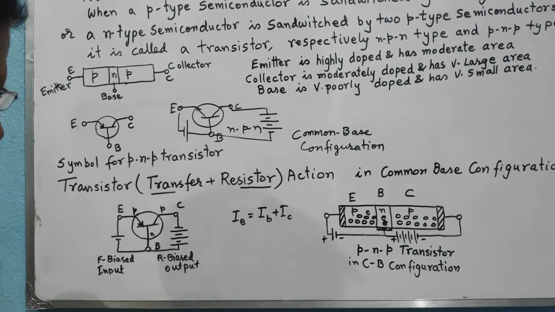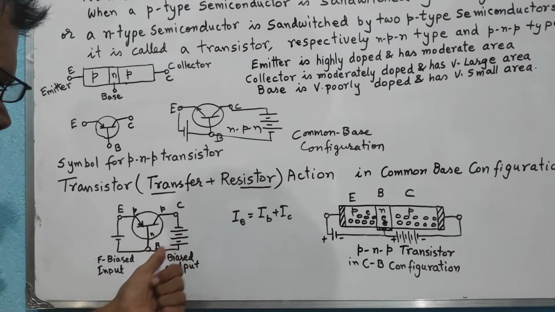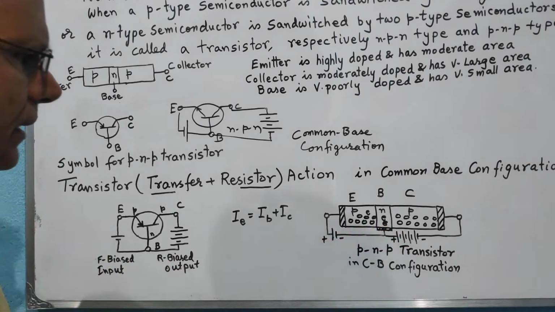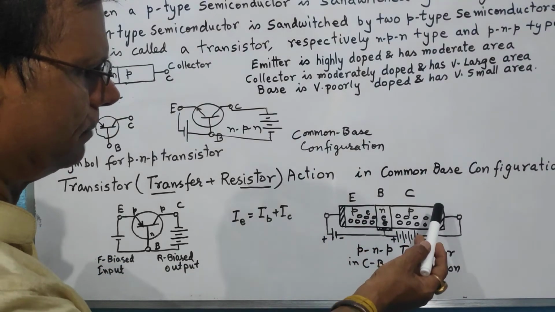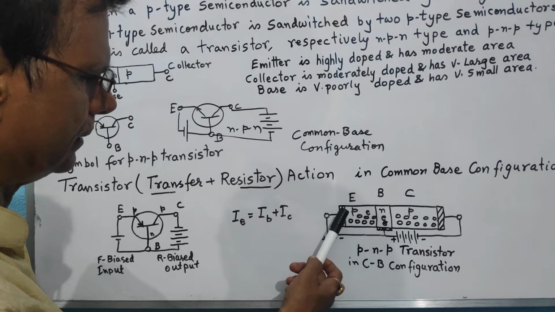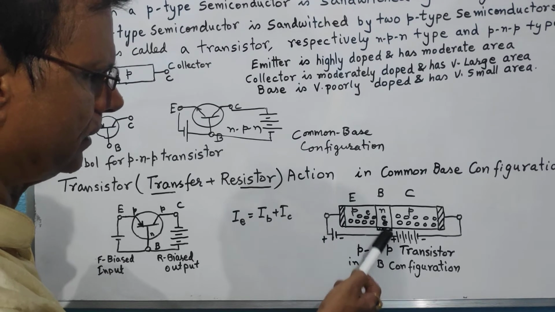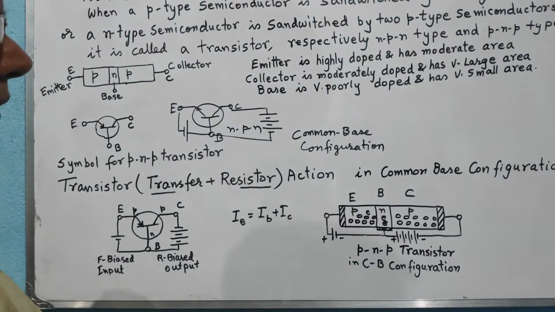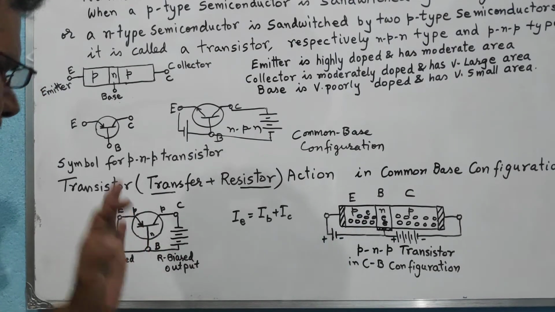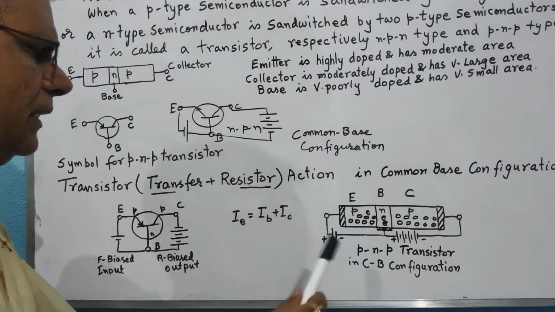That means the input, that is emitter and base, is forward biased and collector and base region is reverse biased. As you can see over here, this strap is the metallic cap which ensures the proper connectivity with the emitter, with the base as well as with the collector. Now if we talk about PNP transistor and it is in common base configuration, how it works, let us see.